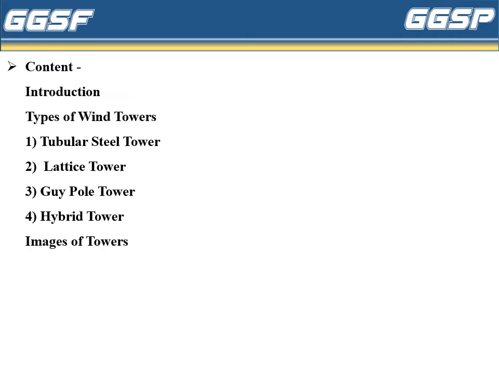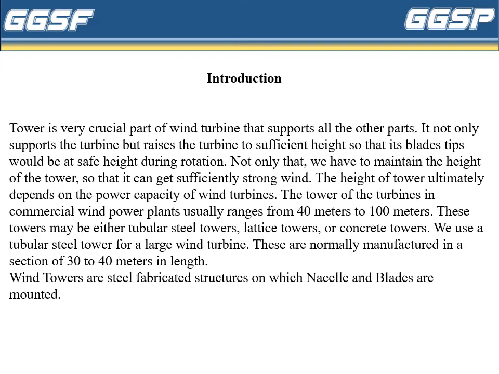The contents. First of all, we are going through the introduction, then some types of wind towers such as tubular steel tower, lattice tower, guide pole tower, hybrid towers, etc. Then we are going through some images of towers.